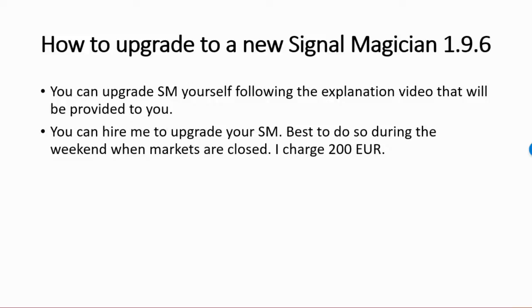So I will update the control panel on your web server and update your database and make sure that all the components of Signal Magician are working. And the next step for you will be to upgrade the EAs on your side, on your computers, and send a notification to your clients about the new version and so on, so they can upgrade it as well.